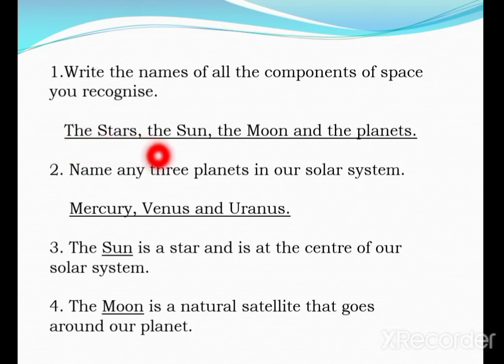Yes, the stars, the sun, the moon, and the planets.